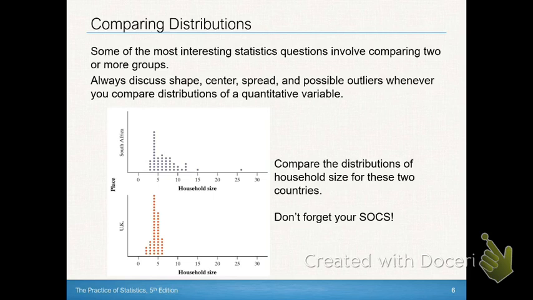Now, another common question, instead of just being given one distribution and being asked to describe its shape, center, variability, and outliers, sometimes you'll be given 2 distributions and then you'll be asked to compare them. When you compare, you do the same 4 things, except you need to make sure that you use a comparative word, like higher, lower, more, less, or similar. If they're not different, you can say that they're similar. So you can say they have a similar shape, or you can say the South Africa group has a more skewed distribution than the UK group. So you say one is more skewed, one is less skewed, one is more symmetric, one is less symmetric. Something along those lines.